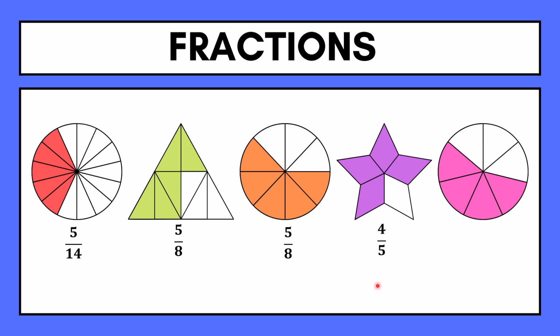So this is 4 upon 5. Wonderful. So 4 parts are colored purple out of the total 5 equal parts of the figure. And in this, yes, what is the fraction of the circle which is colored pink? Perfect. This is 4 upon 7. Wonderful. Let's move ahead.